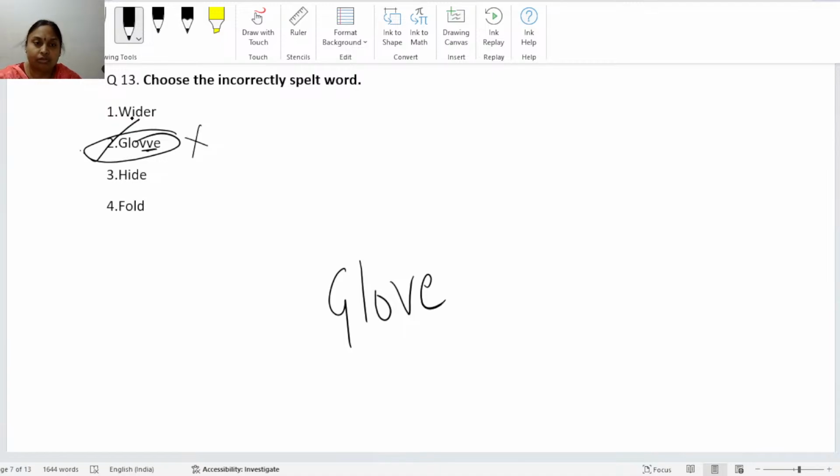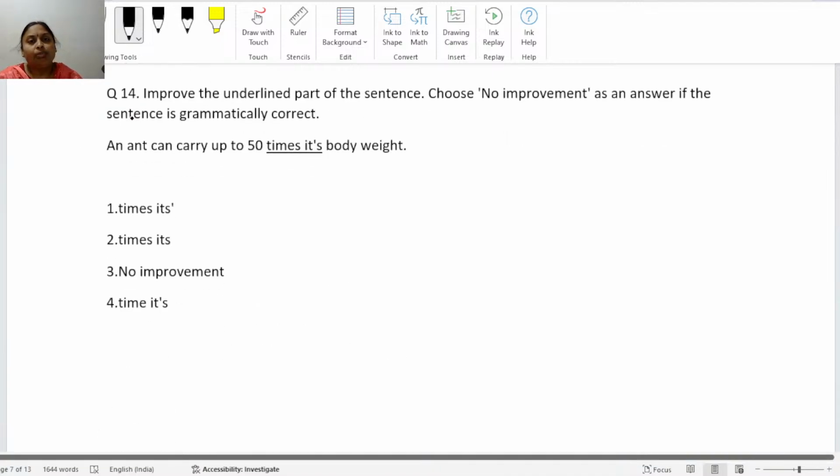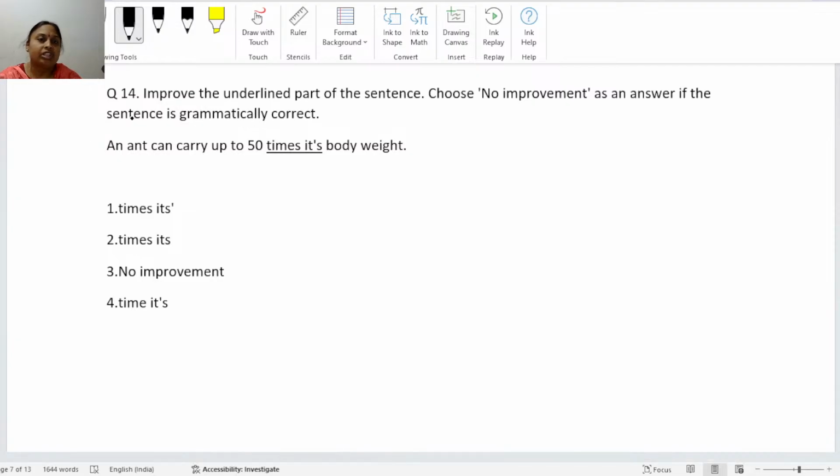So 14th question. Improve the underlined part of the sentence. Choose no improvement as an answer if the sentence is grammatically correct. So here, 50 times its is given. Commonly we used to say its meaning is it is. So here its is nothing but together comes an apostrophe s. If we have it here, it will belong to that, it is going to weigh. So that's why we are supposed to take the option as its, 50 times its body weight.